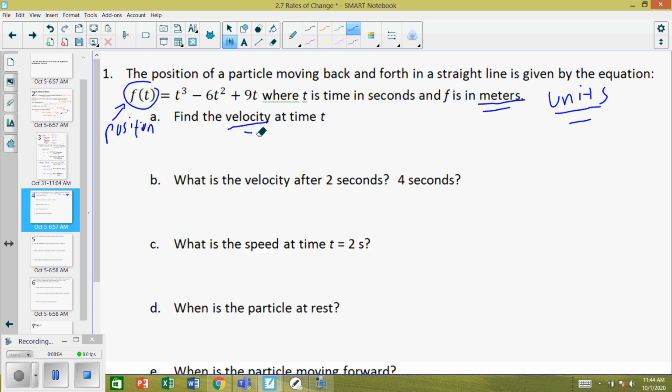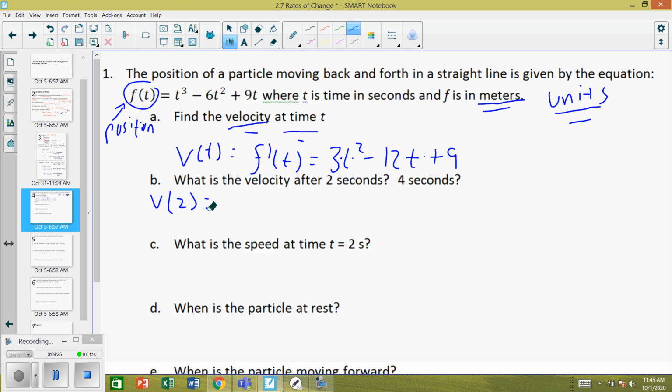Velocity at any time t is just the derivative of that. So v of t, which is nothing more than the derivative of f of t, or s of t in some cases, is equal to 3t squared minus 12t plus 9. Power rule. We know how to take the derivative, nothing too crazy about that. Part B, what's the velocity at 2 seconds? 4 seconds. Just plug 2 in and just plug 4 in. Should be all right.